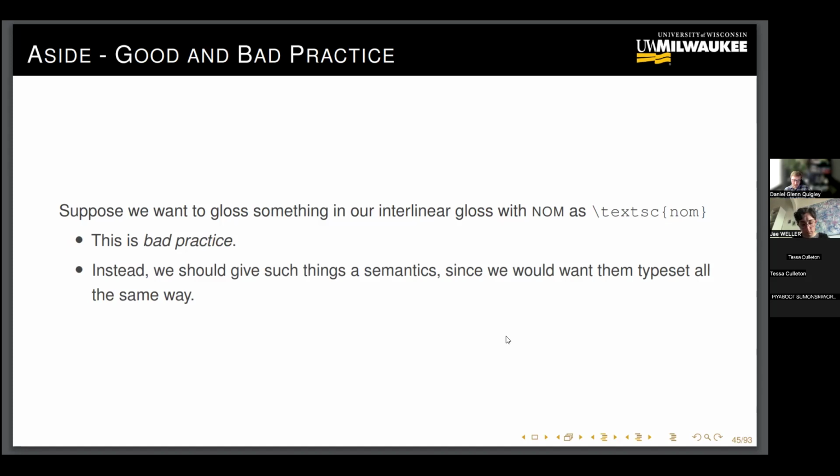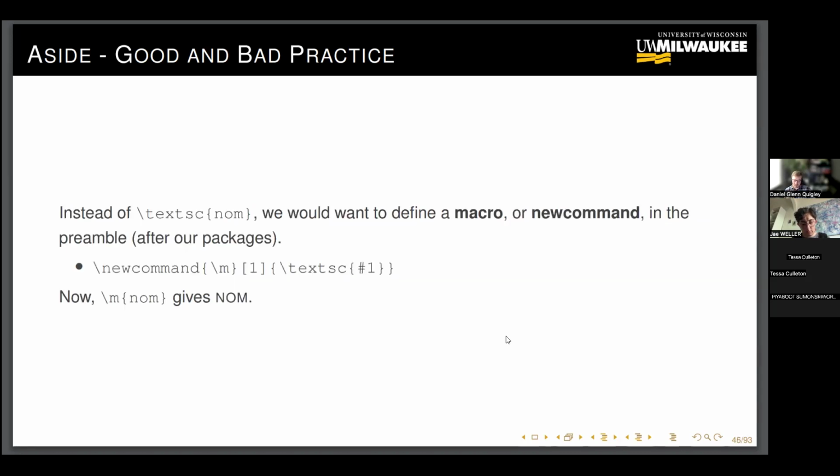Instead, I want to define my own function, my own command, specifically for morphemes. So this is what that looks like. Instead of just using \textsc{nom}, I want to define my own what's called a macro. So in the preamble, I'm going to say, hey, I'm going to build my own command. I'm going to name it something that I want. I'm going to do \m. That's going to be for M for morpheme. This new command is going to have one argument.